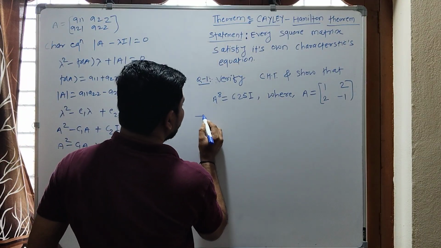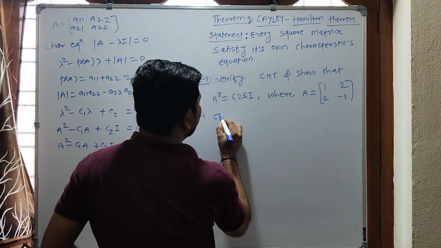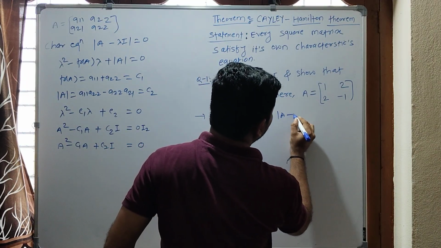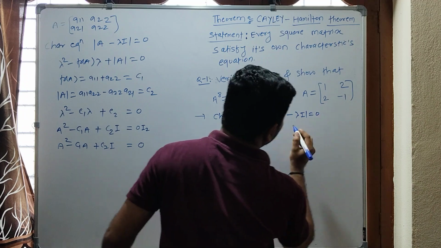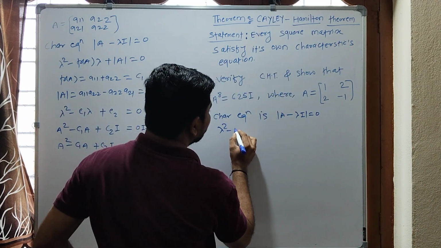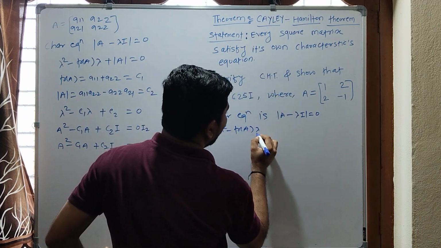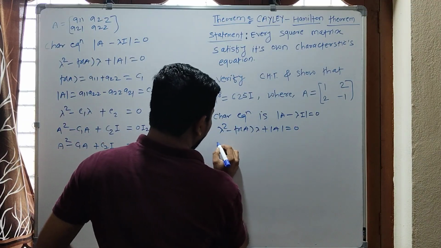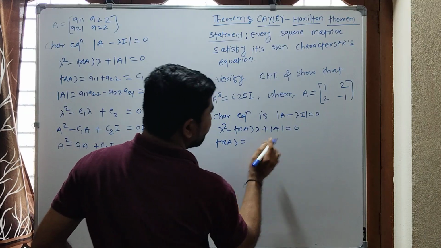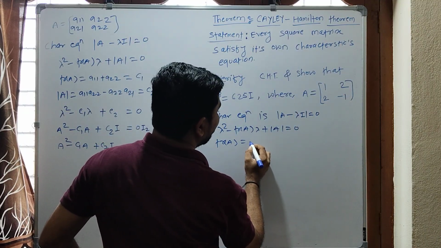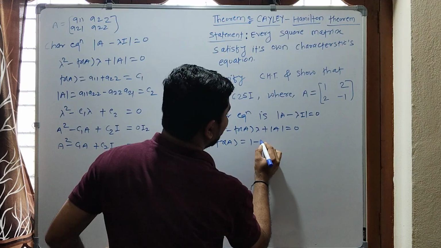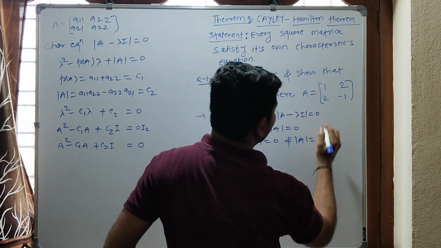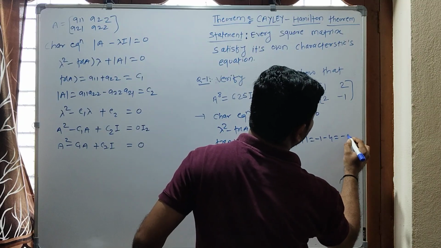The characteristic equation is the determinant of A minus lambda I, which is equal to 0. This is the same as lambda square minus trace of A into lambda plus determinant of A equal to 0. Here the trace of this matrix is 1 minus 1, that is A11 position plus A22 position, which is equal to 0, and the determinant of this matrix is minus 1 minus 4, which is equal to minus 5.